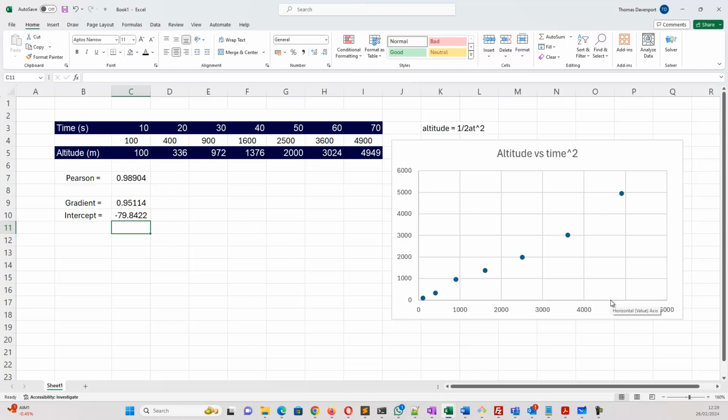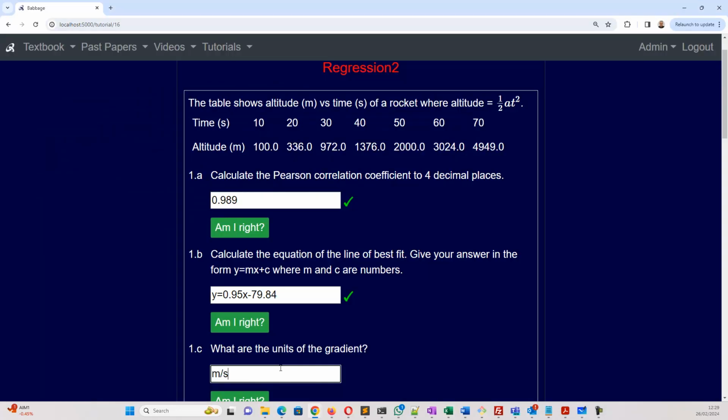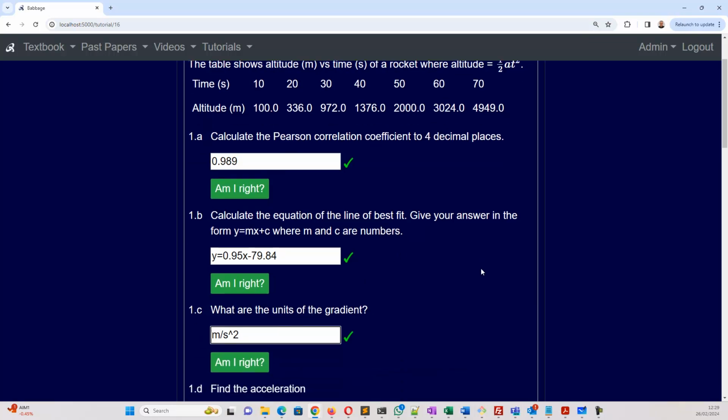If we look at the graph, we can see we've got meters on the y-axis and seconds squared on the x-axis. The gradient is given by the change in y divided by the change in x, so the units of the gradient are meters divided by seconds squared. So we can put that into Babbage, meters per second squared, and that's correct.